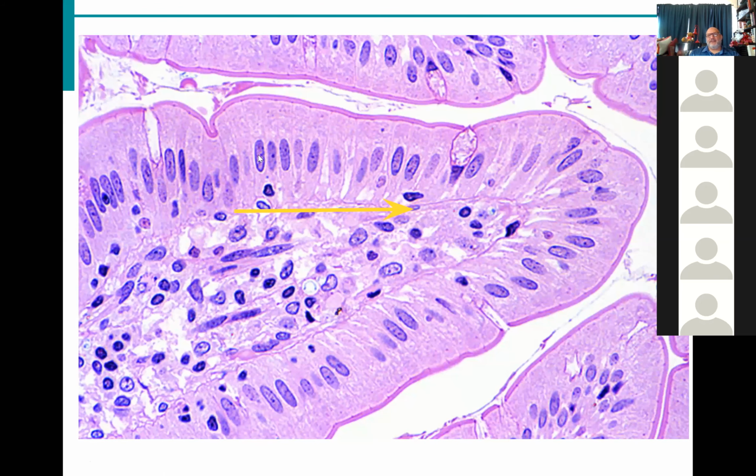Notice different magnification, but this is the identify. Well, let's just go through it. Identify the tissue type.